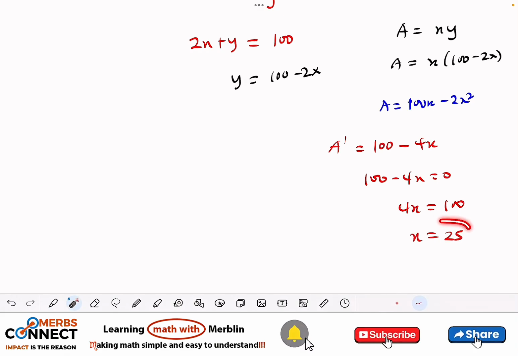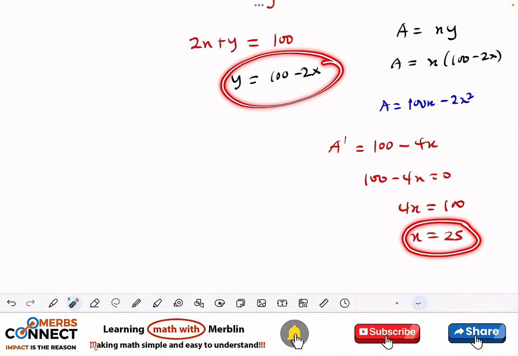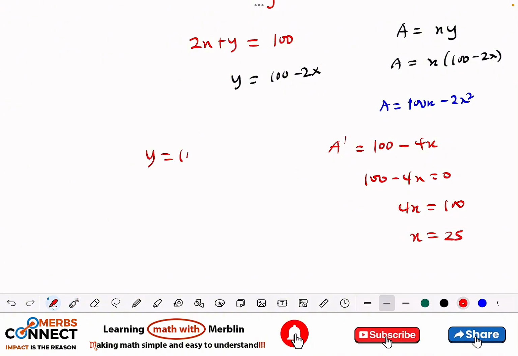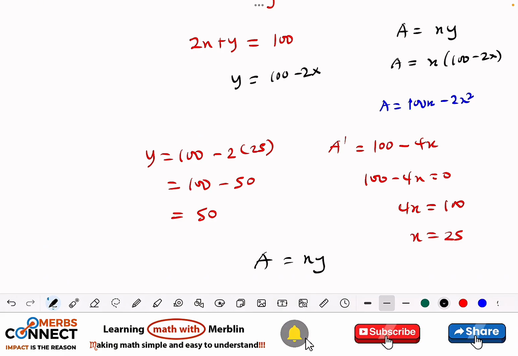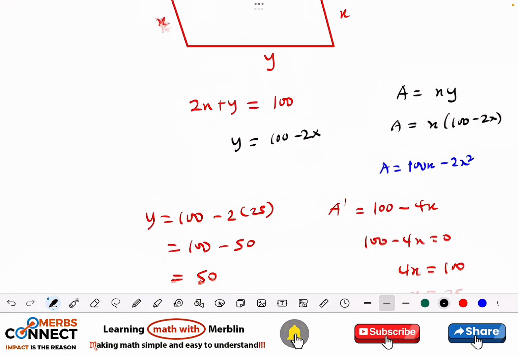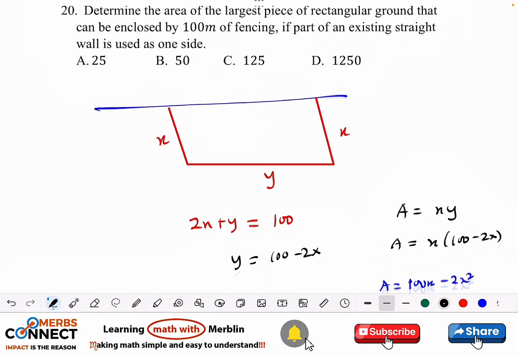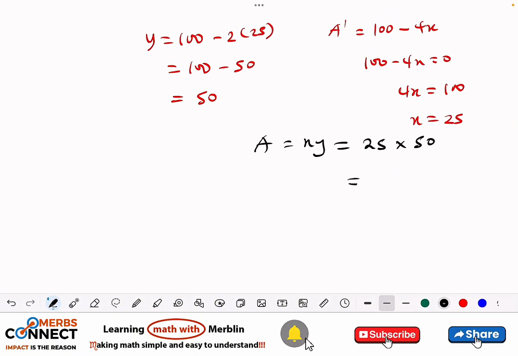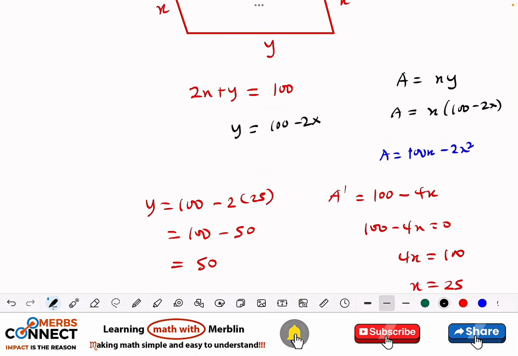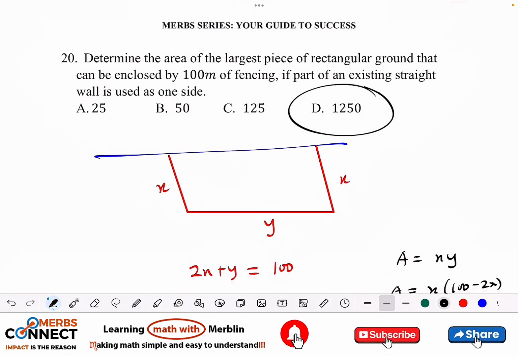So now that I've gotten x to be 25, I can find y. So y is equal to 100 minus 2 times 25, which is going to be 100 minus 50. And this is 50. So now that we want to find the area, what is x times y, then we are going to have 25 times 50. So what is 25 times 50? 25 times 50 is 1250. So we are going to have D.